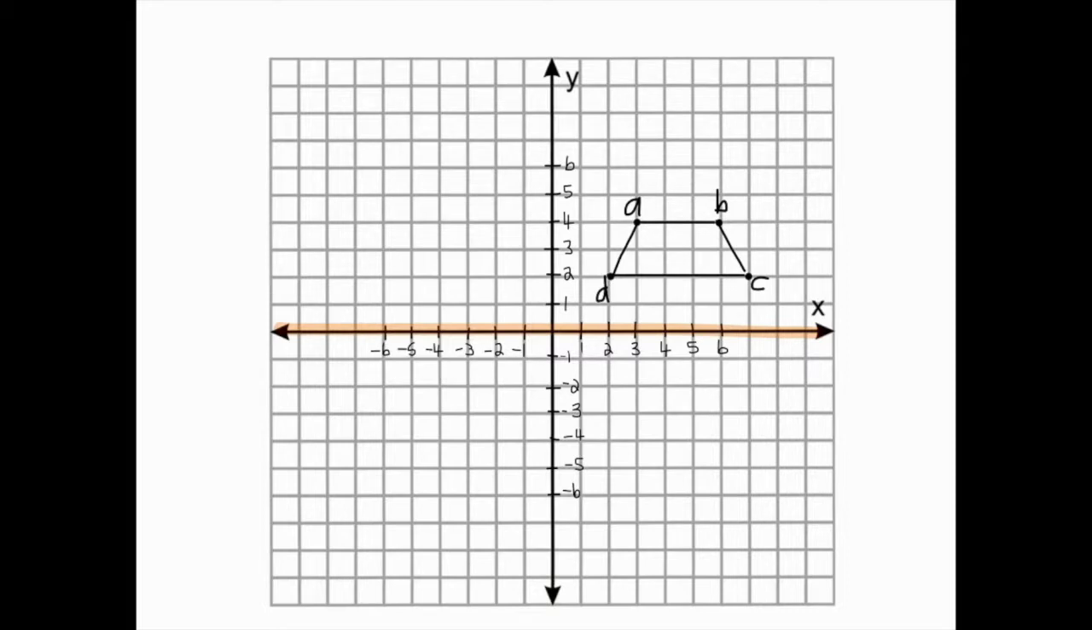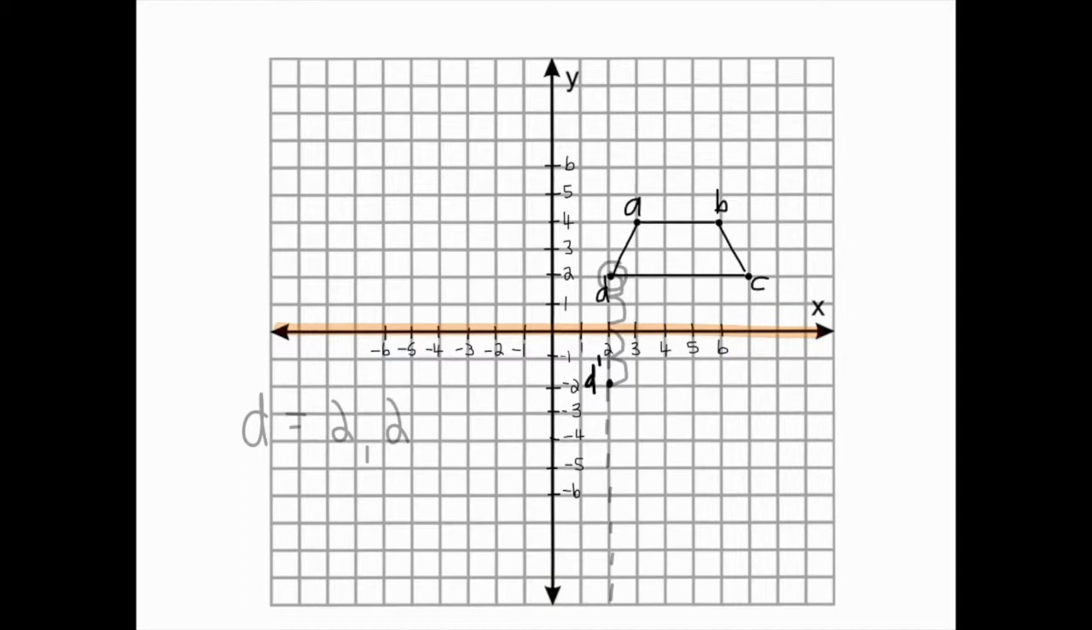If I was to reflect this shape across the x-axis, the first point that I'm going to look at is point D. Now I can see that D is 2 and 2. It is going to stay on this x value of 2, but I'm going to count how far this point is away from the x-axis. So go 1, 2. That means on the other side of the x-axis, I'm going to have to count 1, 2. I'm going to plot this point, and that was D, so I'm going to be calling this one D prime.